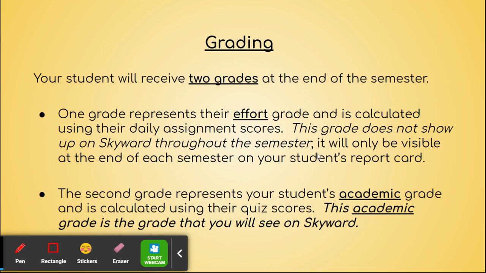If you're curious how their effort grade is going, I grade every assignment out of 10 points. So 10, 9, 8, those are all great scores. Even a 7 is fine. It shows that you're working to learn. Anything below a 7, your student might want to think about redoing the assignment or asking for help. I'll check in with them too. But that gives you an idea of what their effort grade is looking like.